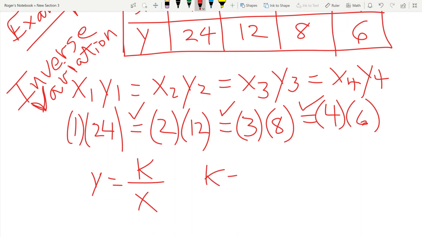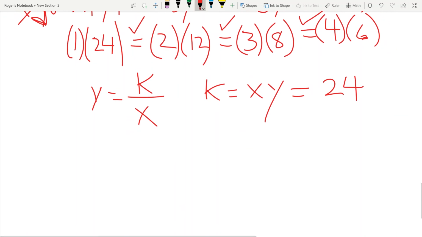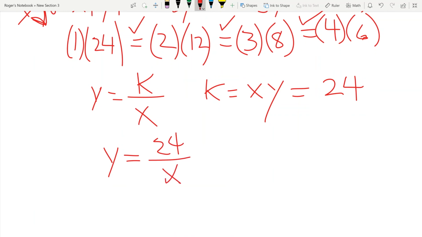K equals x times y, and k then is going to be equal to 2 times 12, 3 times 8, 4 times 6. K equals 24, okay? So writing the equation slightly differently, y equals 24 divided by x. This would be my equation if you were asked to write the inverse variation equation, or the equation representing the inverse variation. It would be y equals 24 over x.